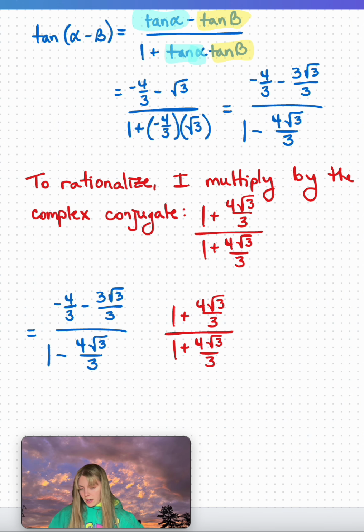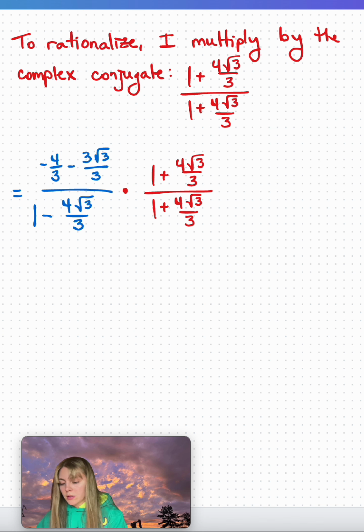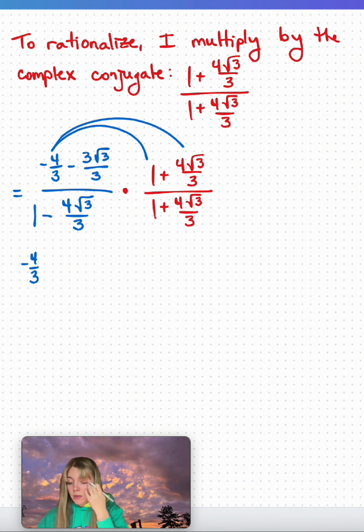We are going to multiply by the complex conjugate. So I have to FOIL. First, I'm going to multiply these first terms. -4/3 times 1 just equals -4/3. Then I do the outside terms. -4/3 times 4√3 over 3. Well, I know it's going to be negative. And then I have the 4's get squared times √3 over 9, right? We have 3 times 3 in the denominator.